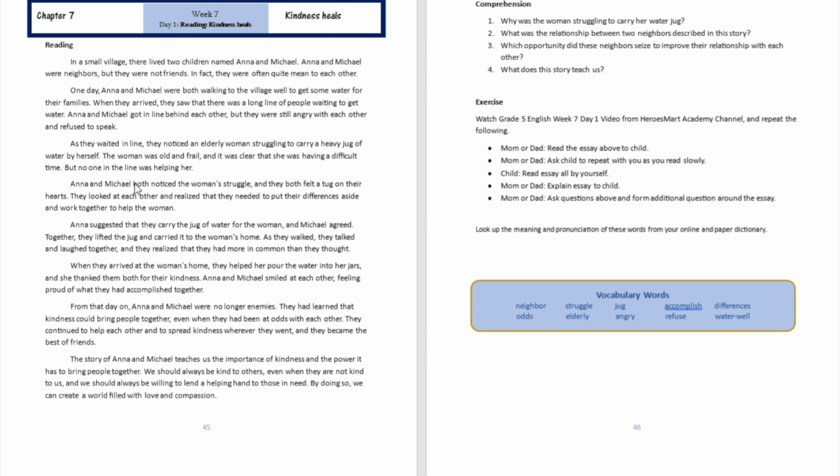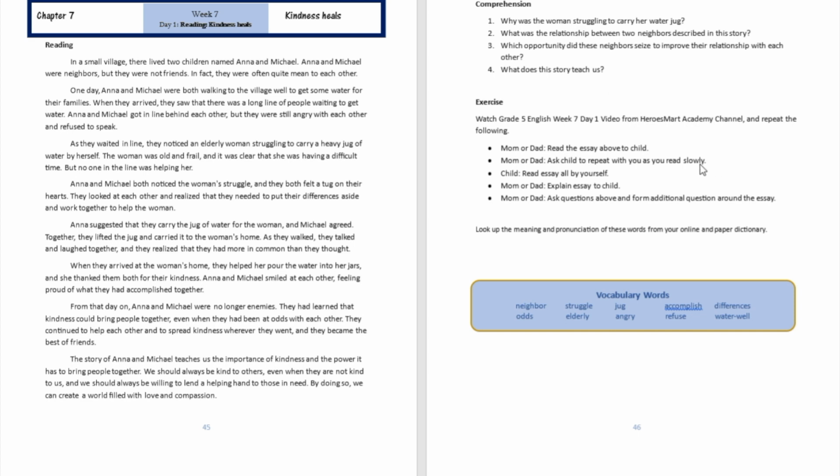Well, the reason is going to be stated in paragraph number 5. The woman's, okay, maybe paragraph number 3 actually. The woman was old and frail, and it was clear that she was having a difficult time, but no one in the line was helping her. So the reason she was struggling was because she's just old, right? She was an old lady trying to carry her water. So please go ahead and document that as the answer in your workbook, or better still, in your notebook.